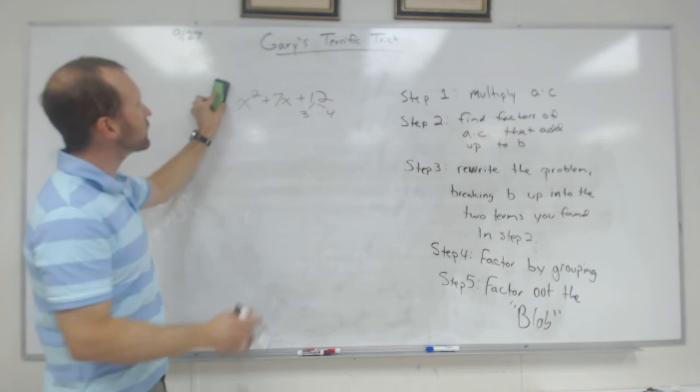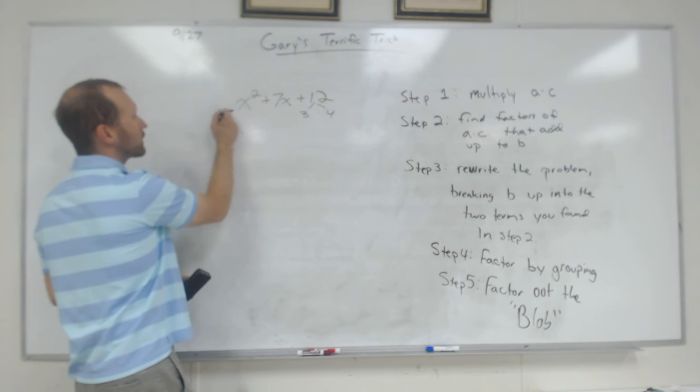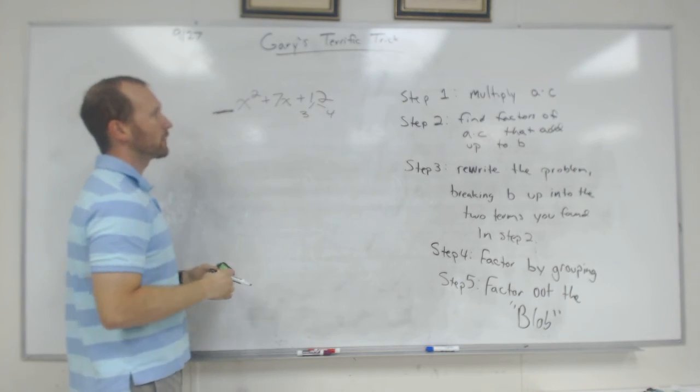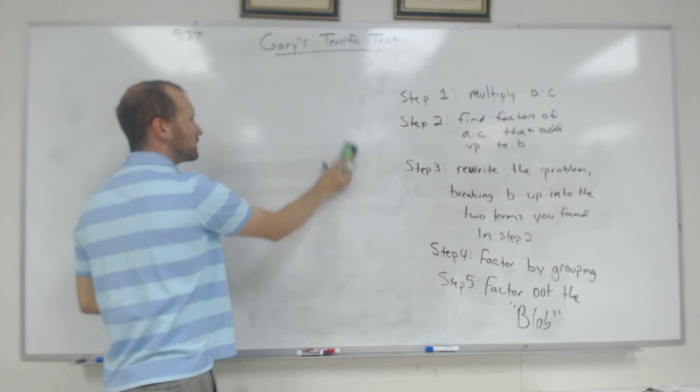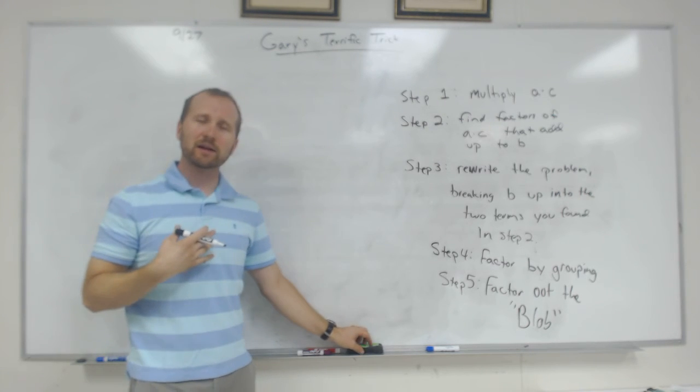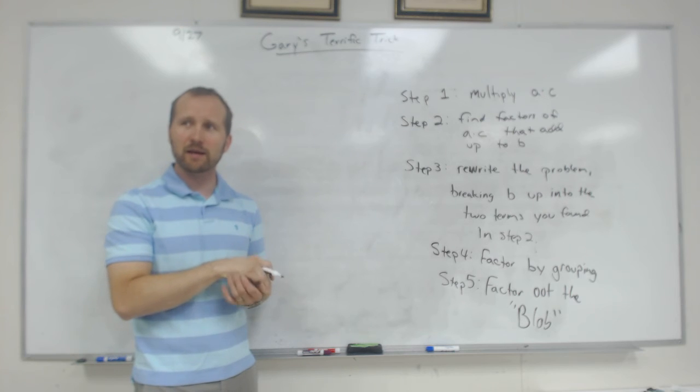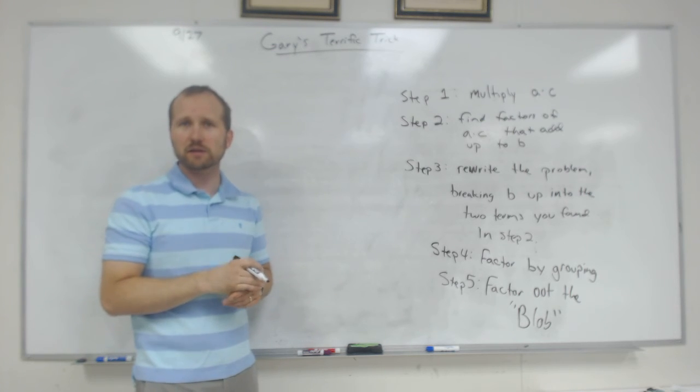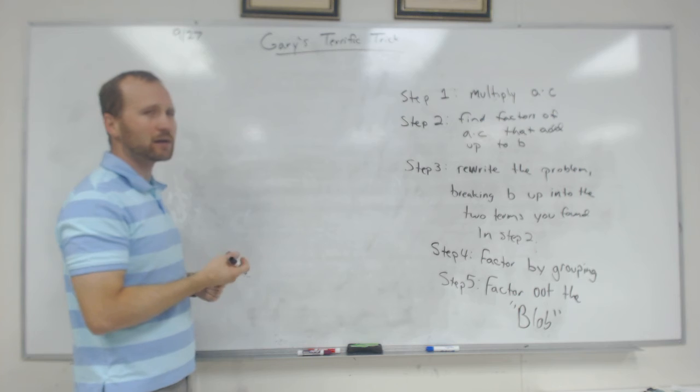So Gary's terrific trick is only when we've got a number right here other than 1. And even then, you don't have to use it. When I learned to factor, no one ever taught me this trick. I never knew it. So I would just have to think of what the two factors were.